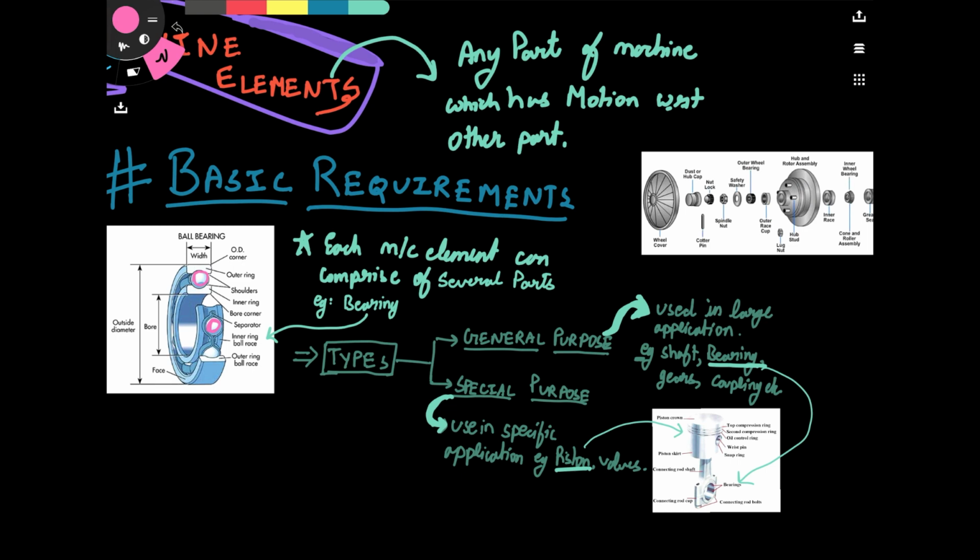Okay, so that's also there. Now let's move on to the types of machine elements. The machine elements also have types. So how do we classify them? One is general purpose, another is special purpose machine elements. As the name suggests, general purpose machine elements are those which are used in larger applications, while the special purpose elements are those which are used in specific applications.